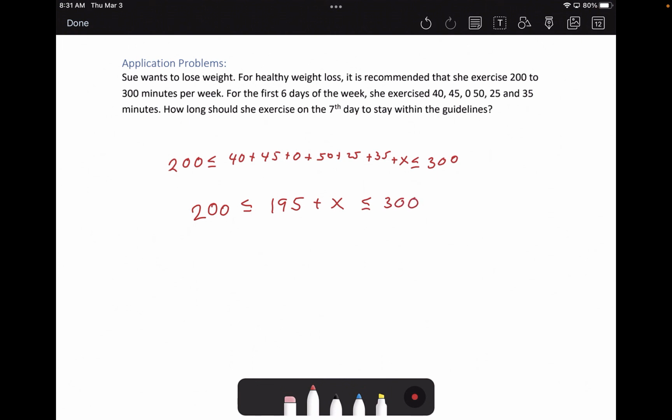Subtract 195 on both sides. We get 5 is less than or equal to X, less than or equal to 105. And notice we've isolated X. So on the 7th day, she needs to exercise between 5 and 105 minutes if we want to stay in those guidelines.